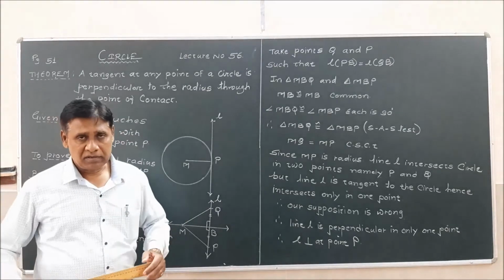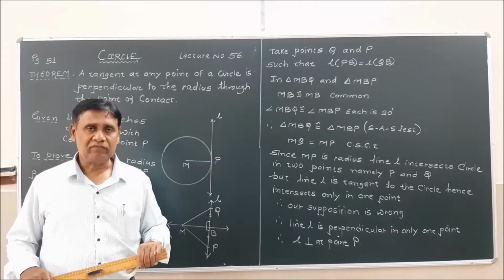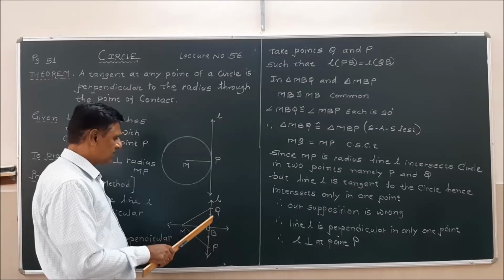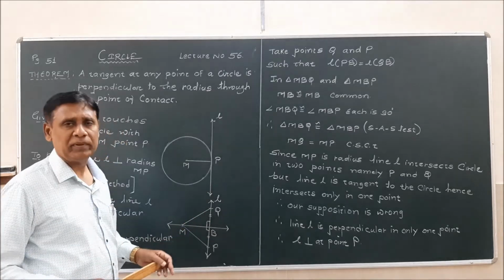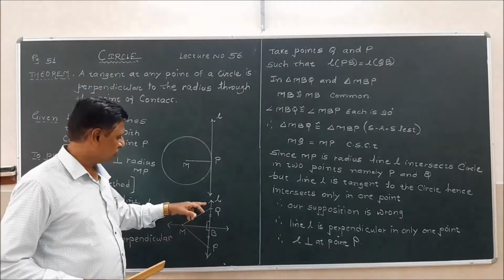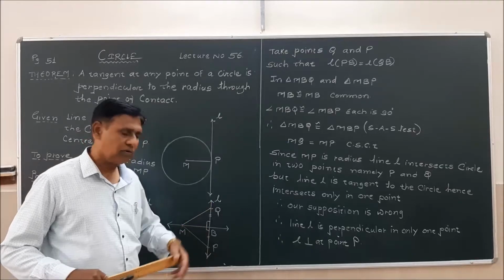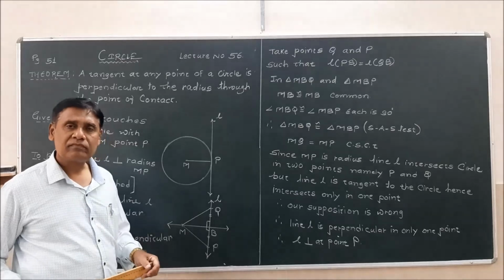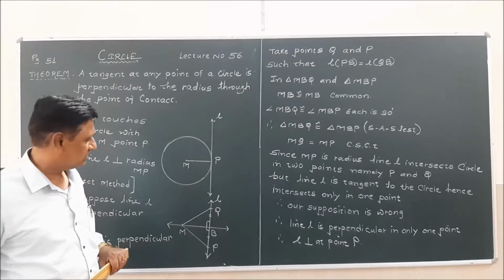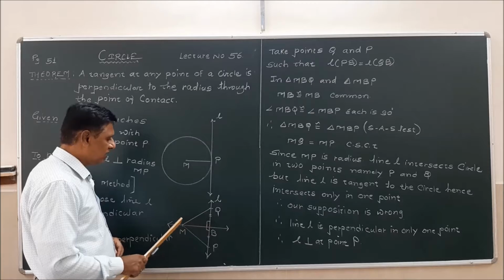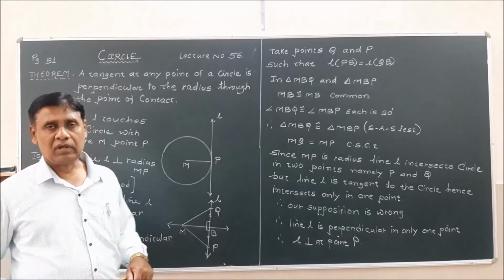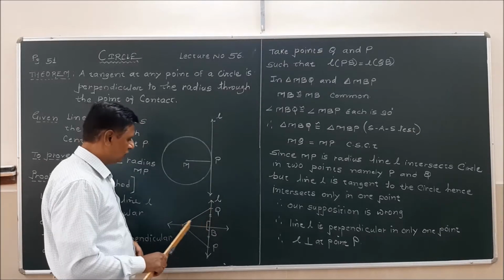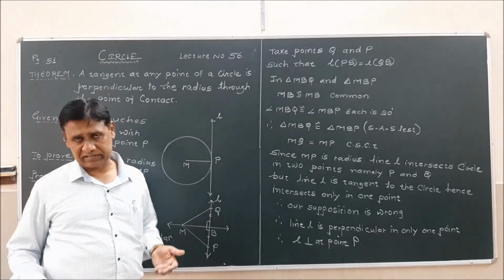But while taking point B, we have taken one more precaution, taking points Q and P such that BQ is equal to BP. We have taken the positions of Q and P such that BQ is equal to BP. Now you will find, if we consider these two triangles, then MB is congruent with MB, the reason being that it's common. Then angle MBQ is congruent with MBP, each is 90.